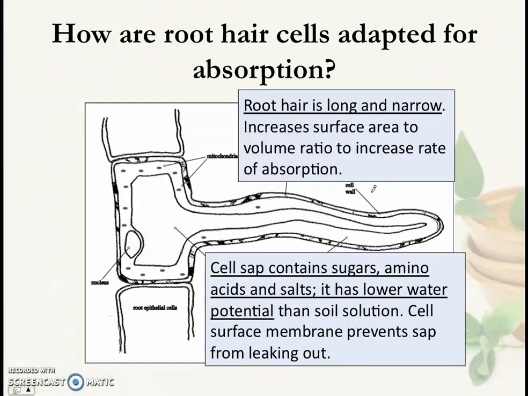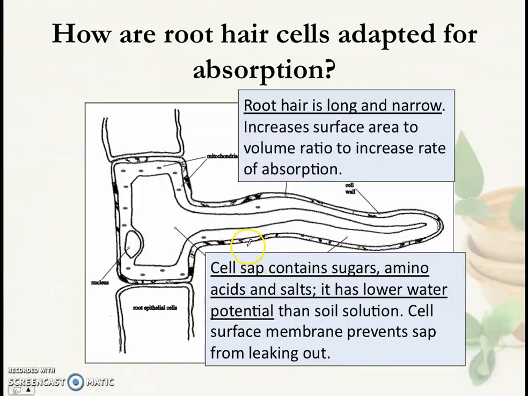Secondly, root hair cells have a cell sap that contains a high concentration of sugar, amino acids, and salts, so that it has a relatively low water potential compared to the soil solution. So that is what allows water to move into the cell by osmosis. Also, the cell surface membrane prevents the sap from leaking out so that this difference in water potential can be maintained. If there was a break in the cell membrane, then it wouldn't have this difference in water potential anymore.